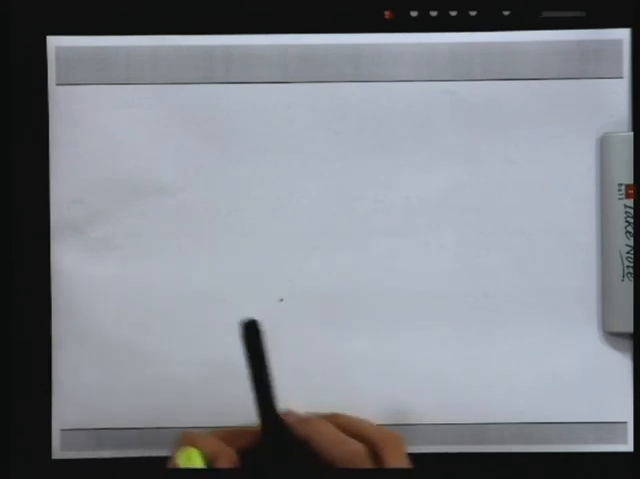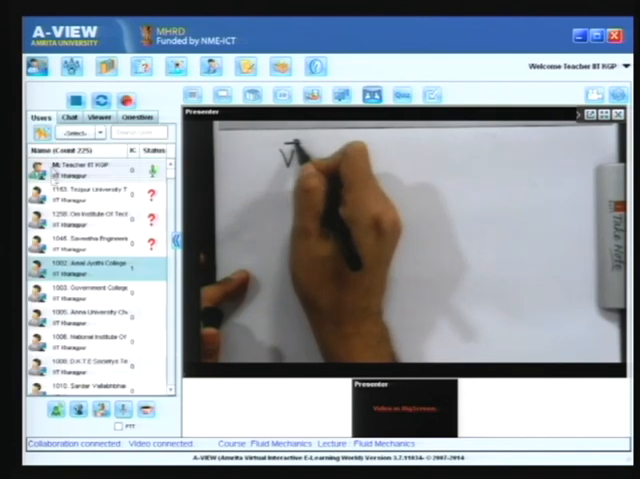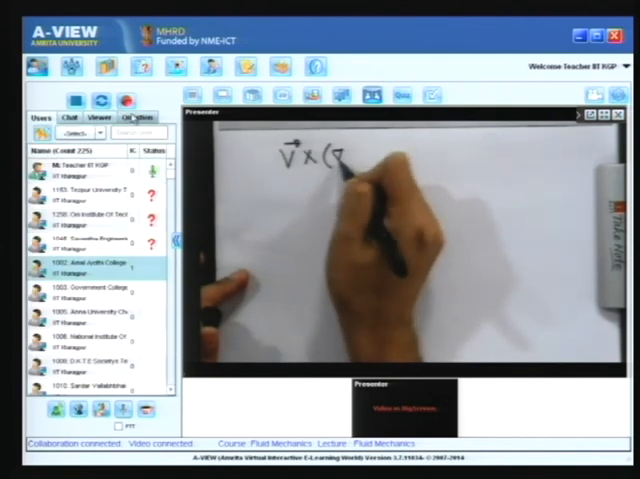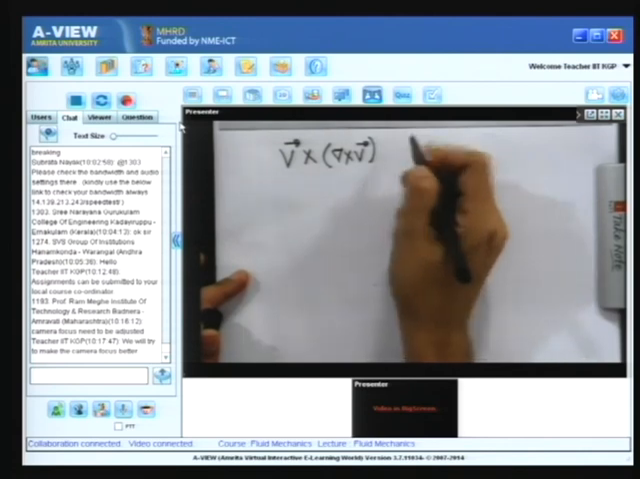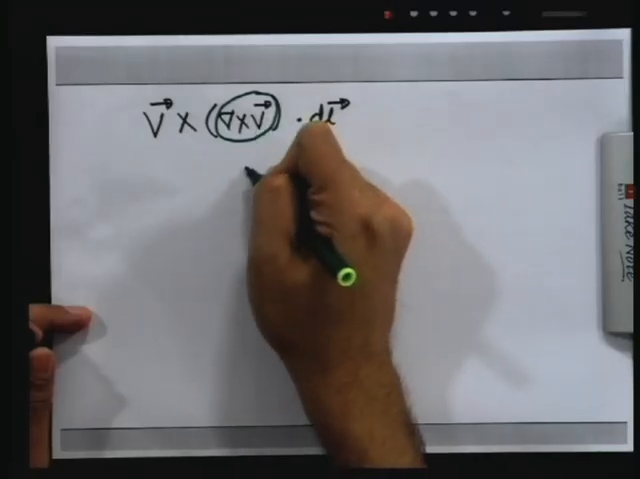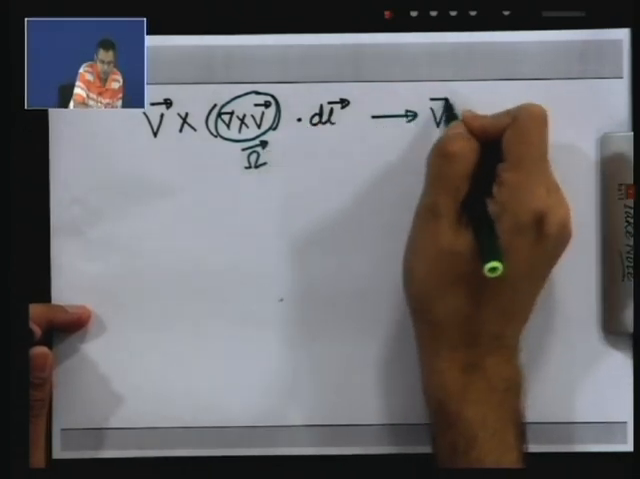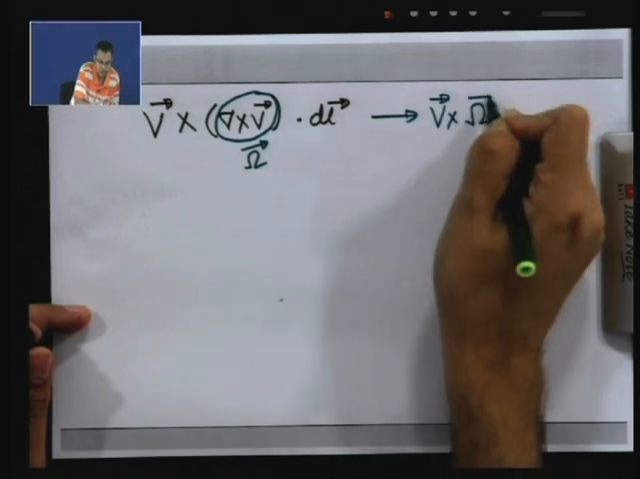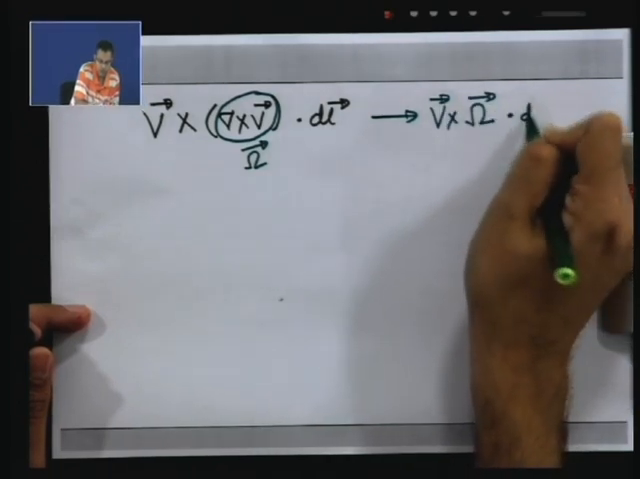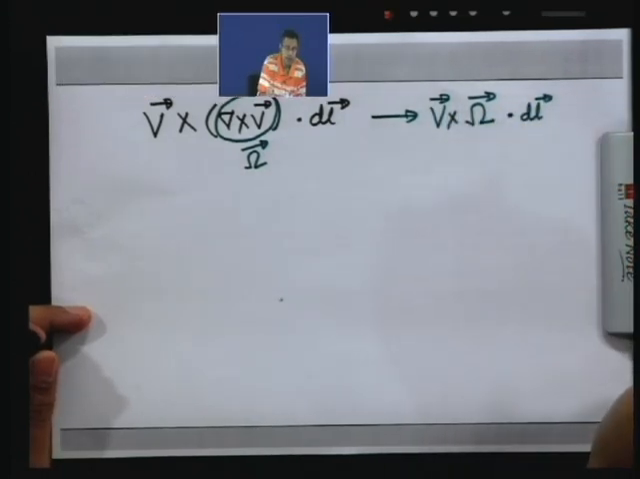Next term we will not simplify. The next term is V cross del cross V dot dl. What is del cross V? This is nothing but the vorticity, omega. So, this becomes V cross omega dot dl. We will not simplify it, but keep it like this.